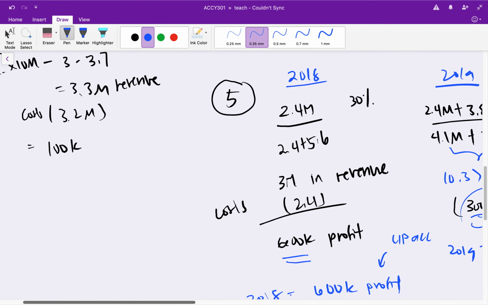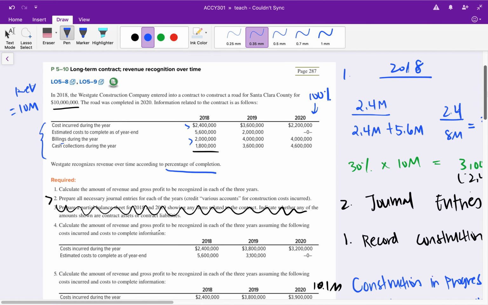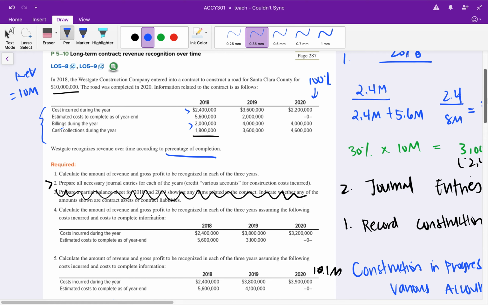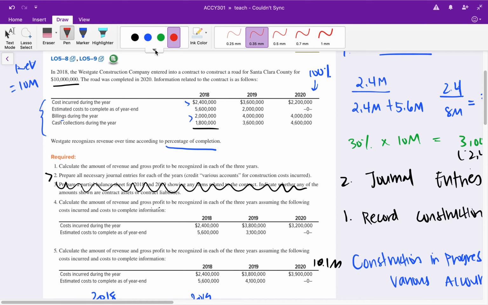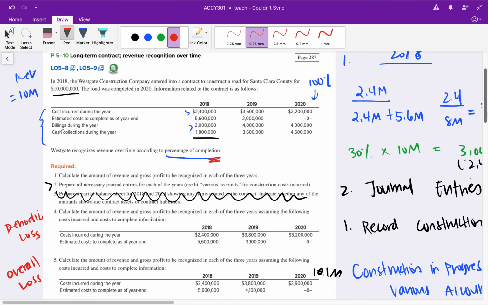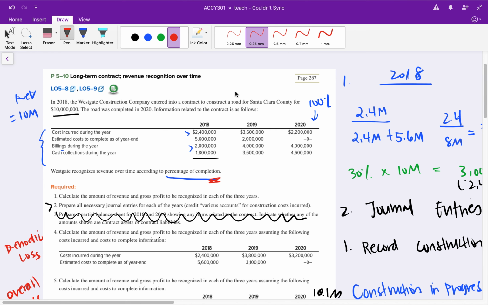And so that is all the requirements for this question. Again, we're just going to say this is periodic loss. This is overall loss. And again, this is accounting for everything under the percentage of completion. If we were to use the contract completion method, then for periodic loss, there would be no entry at all. And that is an important distinction to make.